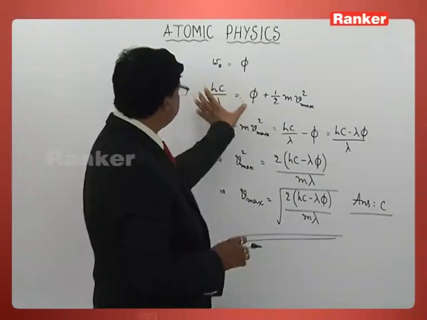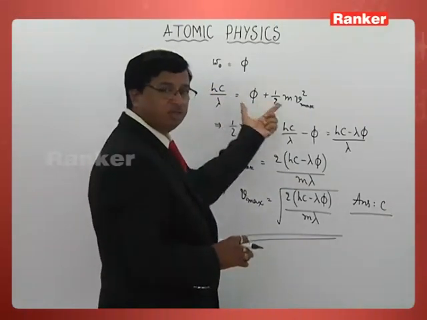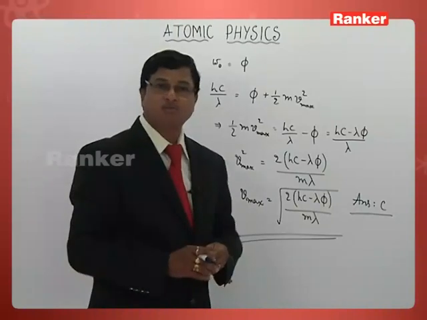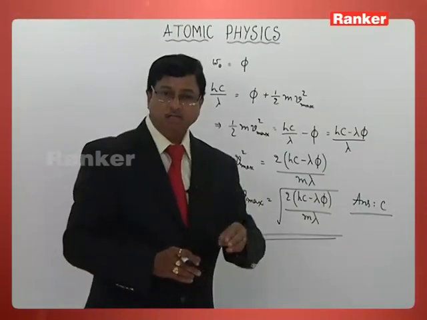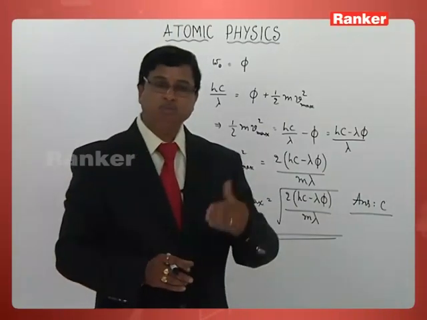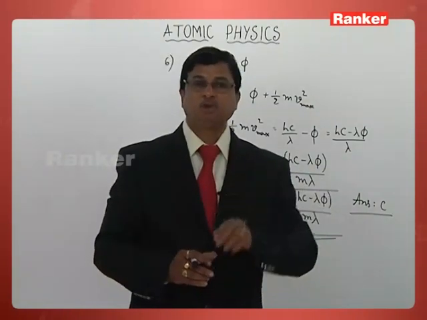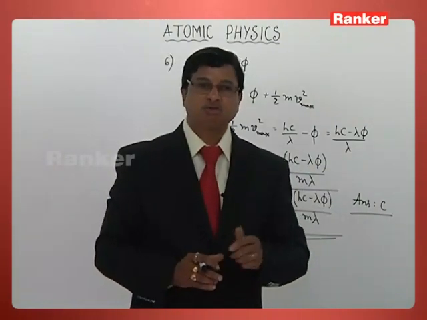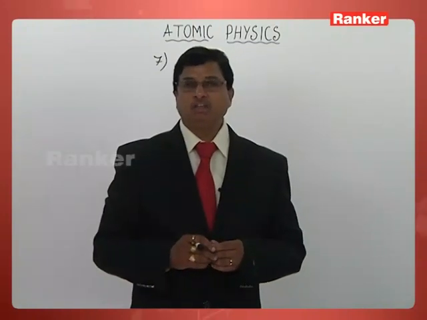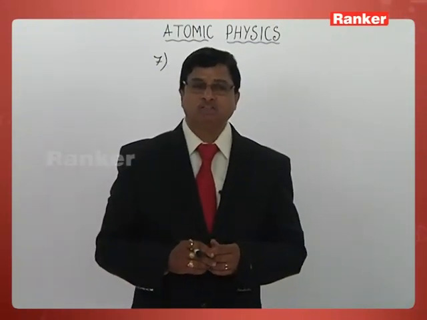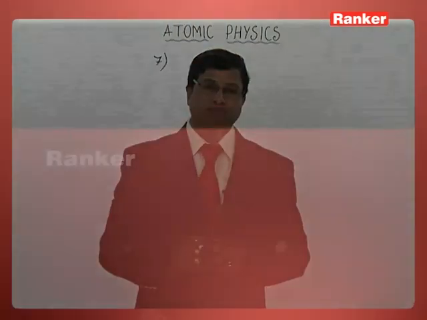So the equation once again is the same: h nu is equal to W naught plus half mv square. We have just taken it up in a slightly different manner here. That is problem number 6. Let us continue with the next one, problem number 7.